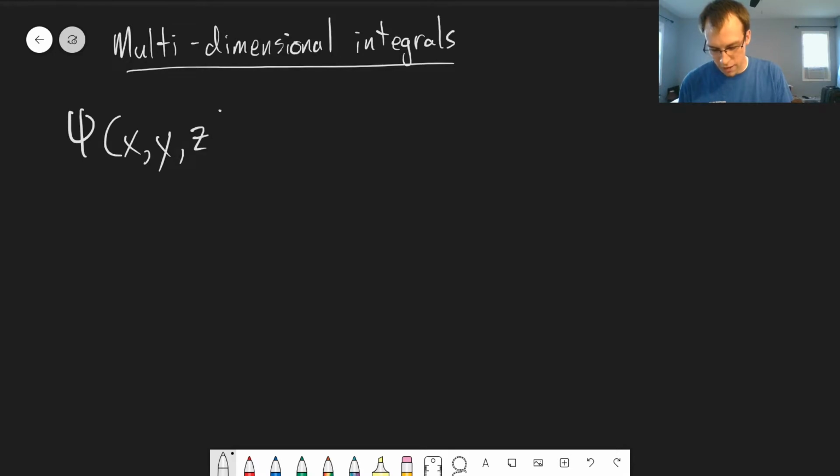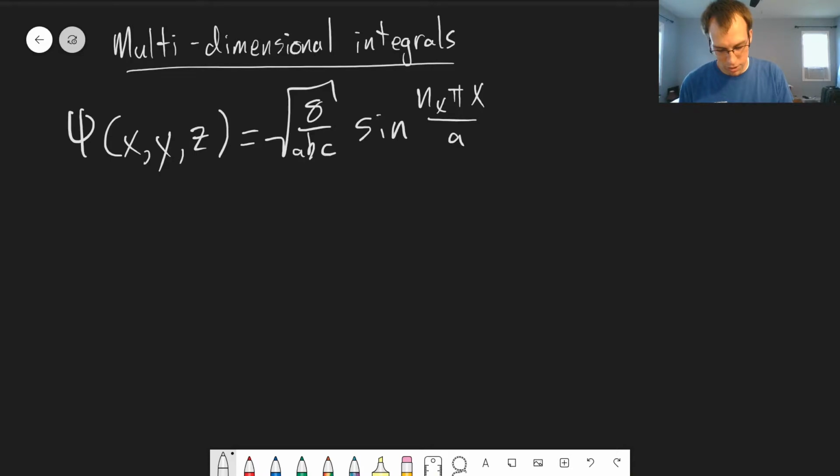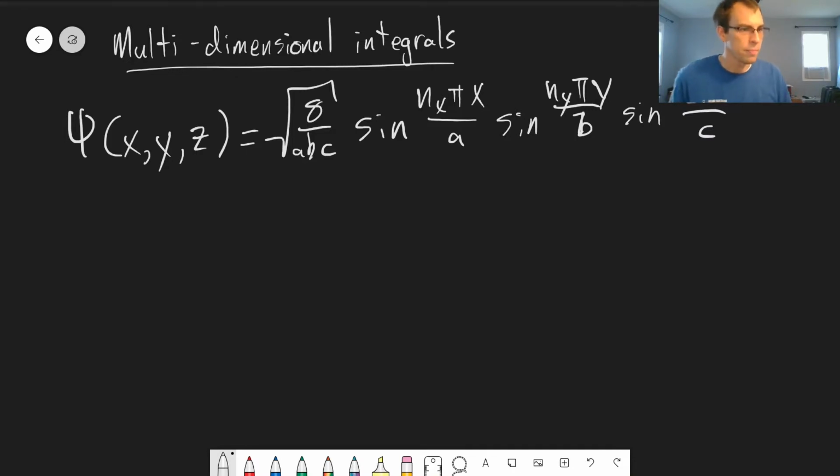But say we're looking at the three-dimensional particle in a box, where our wave functions are functions of x, y, and z. We looked at this at the end of chapter 3, where we have a wave function that looks similar to the one-dimensional case, but has a part that goes in each dimension, x, y, and z, and our lengths are a, b, and c. So if we wanted to use some of the ideas from this chapter with the postulates, how do we do this with something with multiple dimensions?